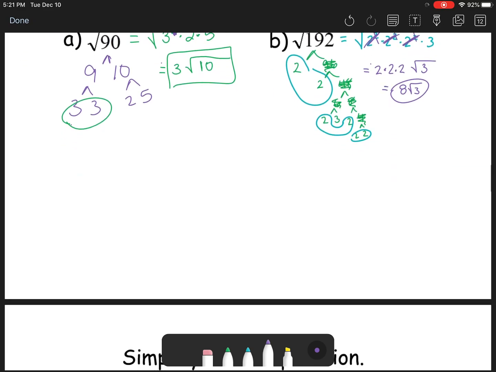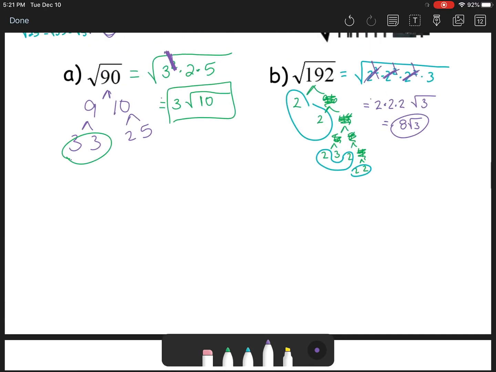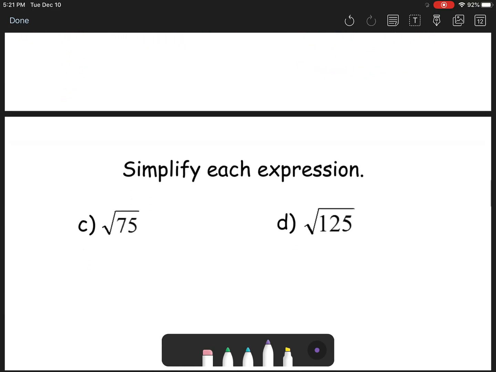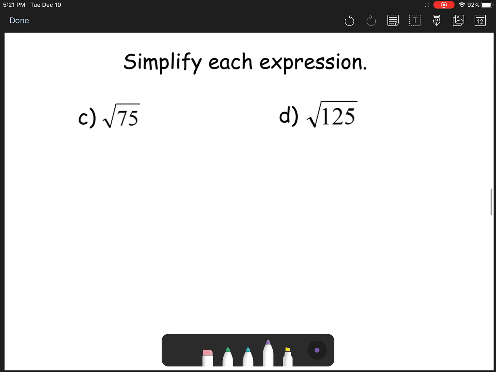This is what we're looking at for radicals. Basically, you factor and you figure out, well, what can you simplify? What can you take out of your radical? We have a couple more examples. So looking at letter C, it'd be a good idea to pause and see if you can solve this one for yourself. Again, we're going to start by factoring since it's not a perfect square.